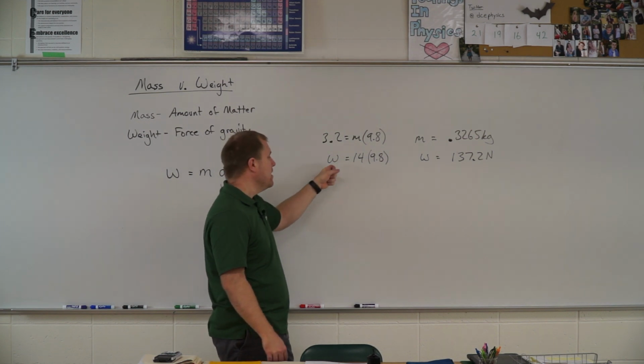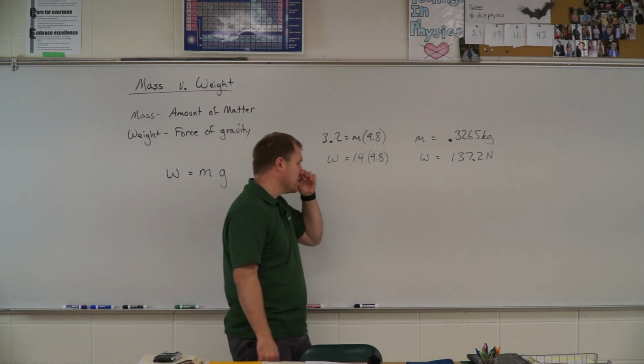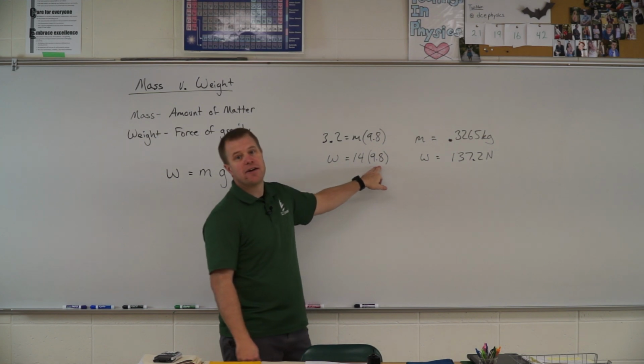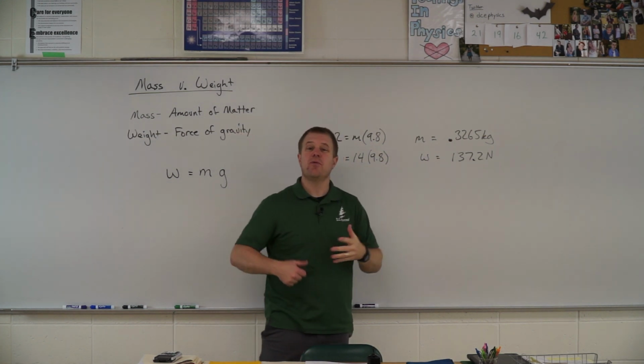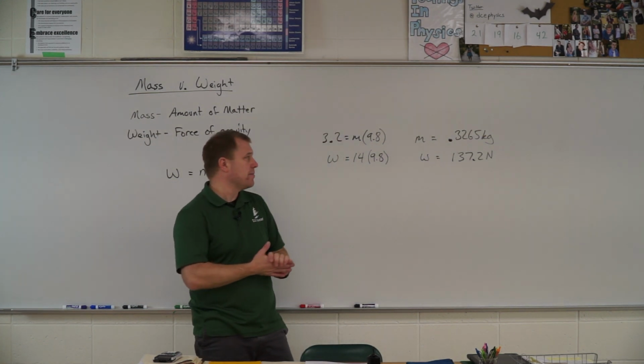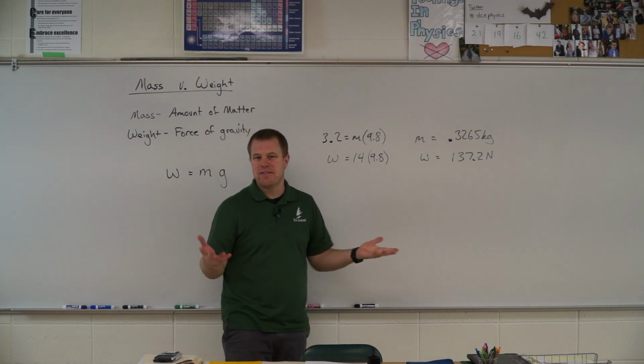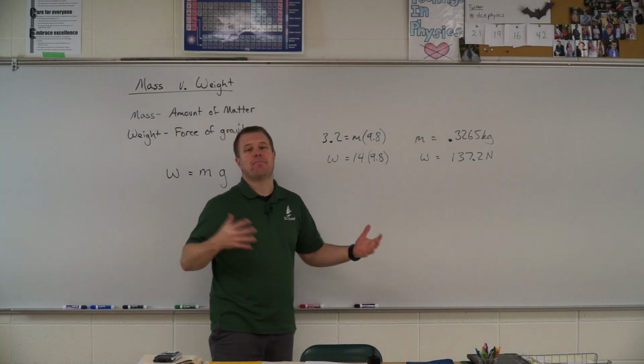For part B, they wanted us to find weight, and they gave us the mass, so we went ahead and used our equation, again, here on Earth, and we found the weight. If you are going to go to a different planet or a moon or something, you will be using a different g value, and that is the acceleration of gravity on that planet or moon.